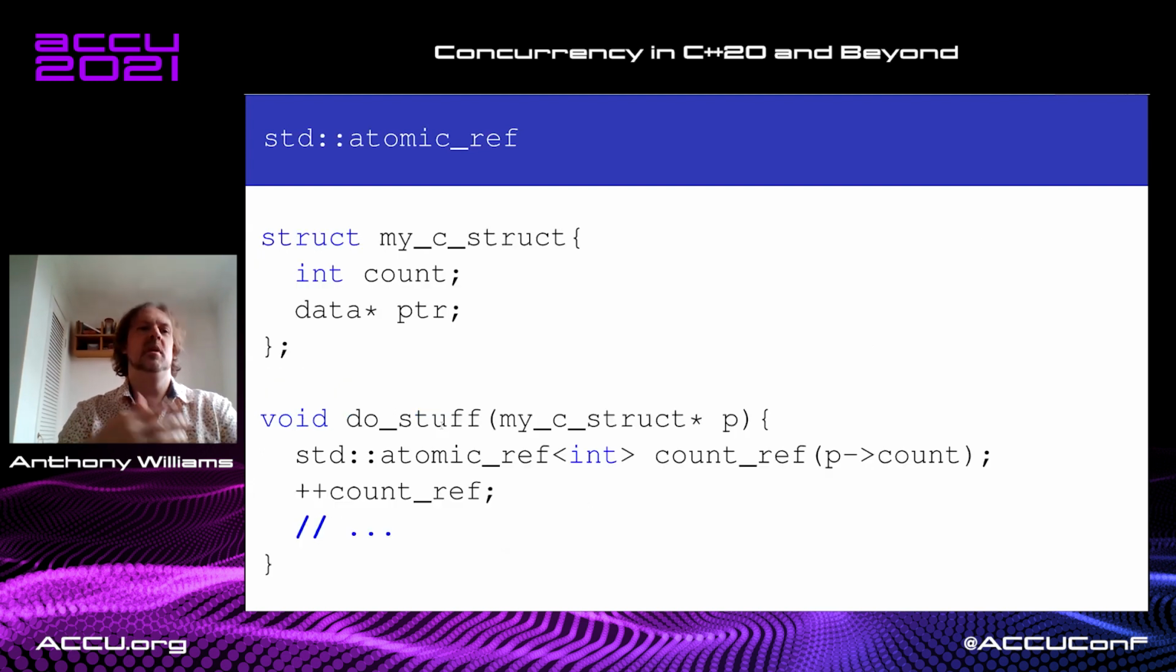Okay, so how would we use atomic ref? Well, we have a simple C structure. It contains only simple data types. Then we have an integer, and we want to perform atomic operations on that integer, like increasing the count. So we create an atomic ref that refers to our object, refers to the integer. Then we can do an increment, and that just increments the value atomically.